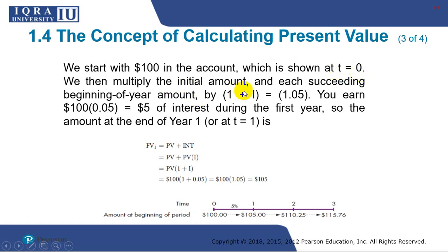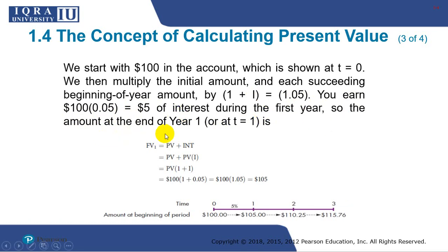We then multiply the initial amount, and then the succeeding beginning-of-year amounts, by 1 plus I. Before we called it 1 plus R. I is the interest rate here, so a little terminology change. So 1.05, because the interest rate is 5%, is the interest factor. You earn 100 times 0.05, so it is $5. This is just the interest earned during 1 year. So if you multiply by the whole interest factor, then you will get the total value.